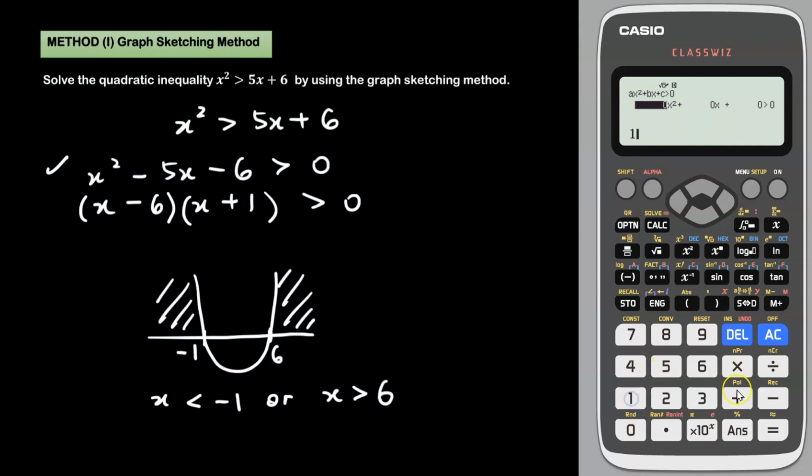So A is 1, so press 1 equals. And then after that, B is negative 5 equals. And then C is negative 6, so negative 6 equals. Okay, so press equals again. Ta-da! So we got the answer ready.